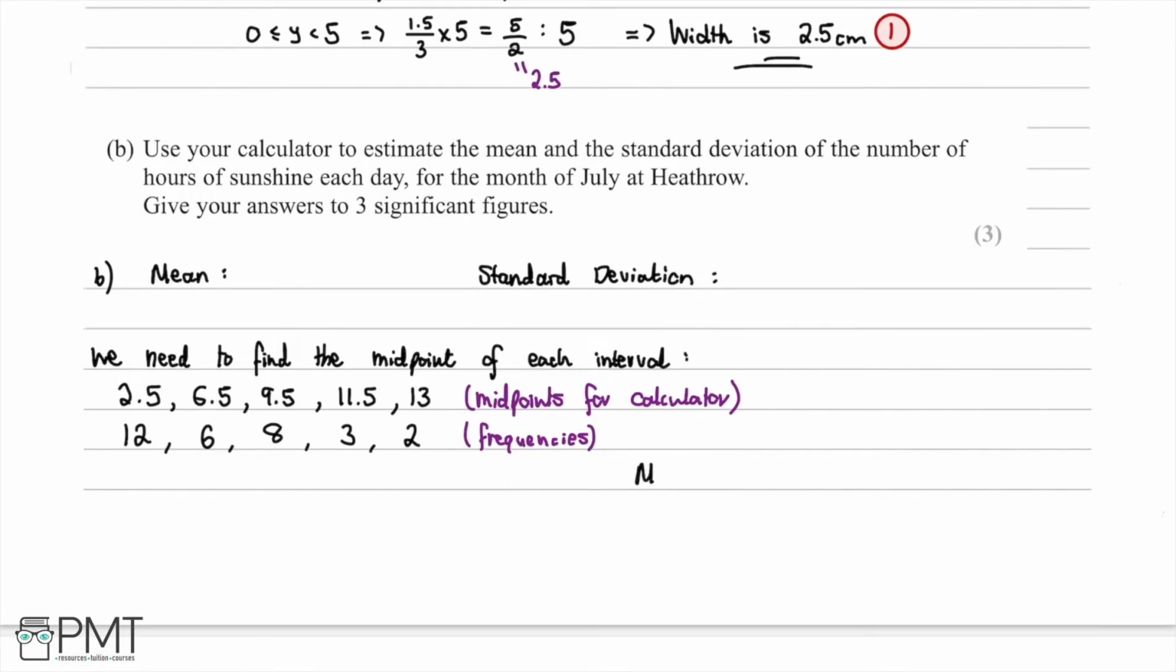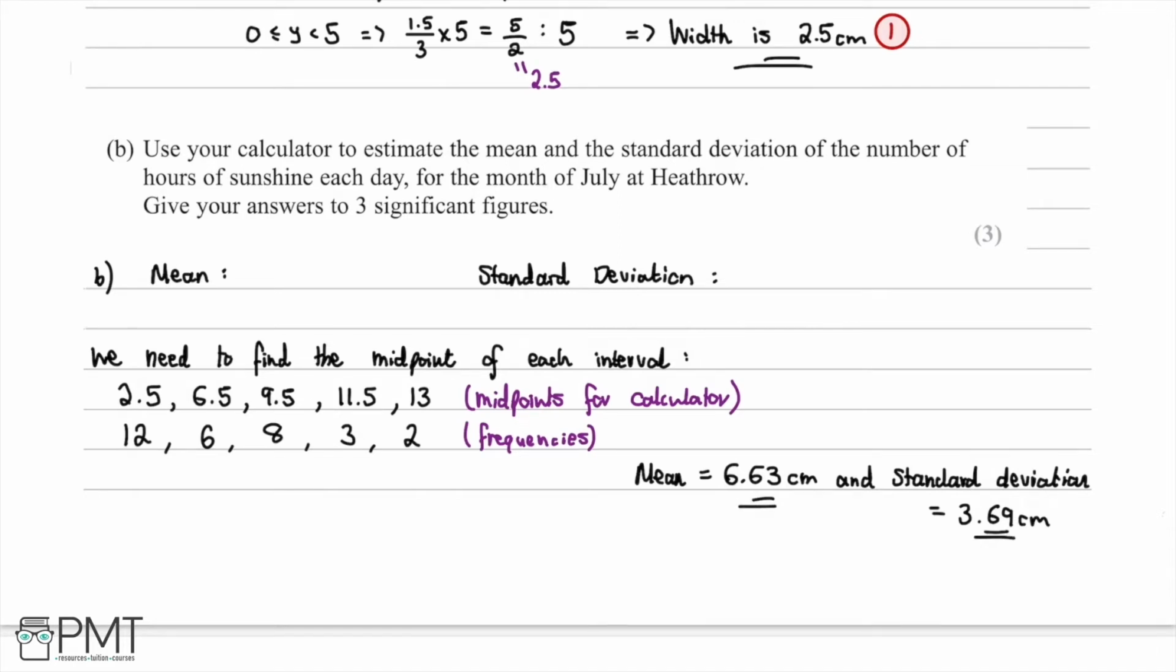That the mean is going to be equal to 6.63 centimeters, and the standard deviation is going to be equal to 3.69 centimeters. And we've therefore completed the question.